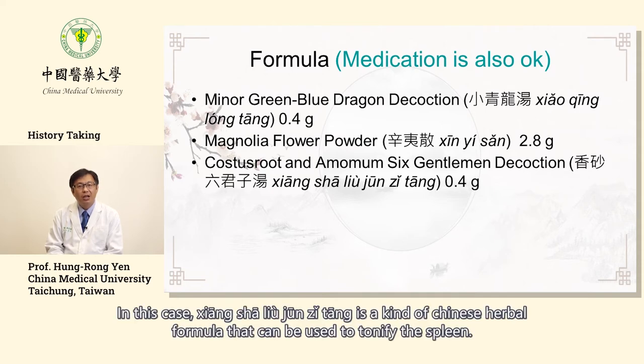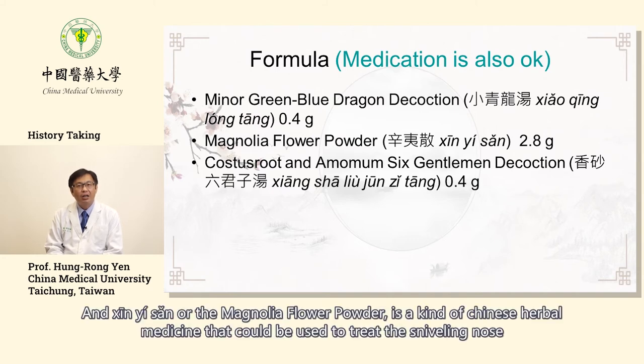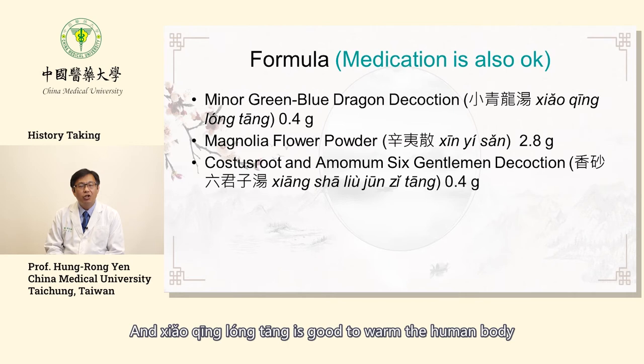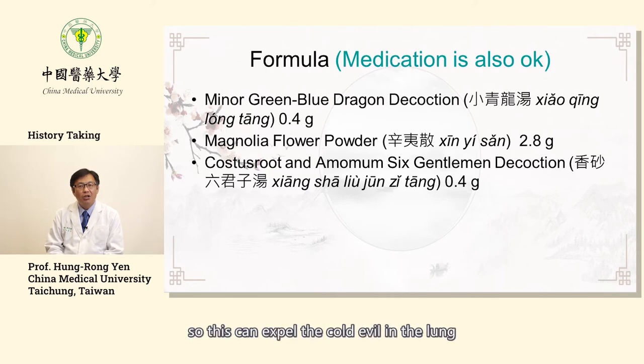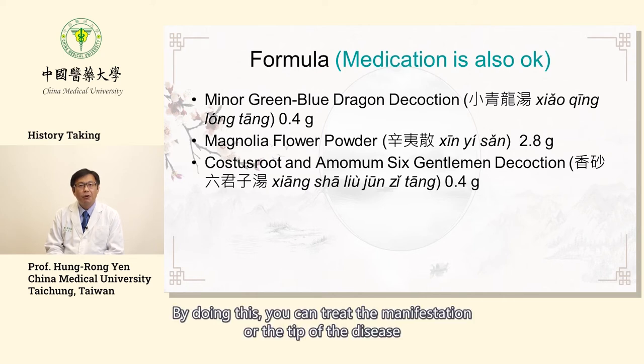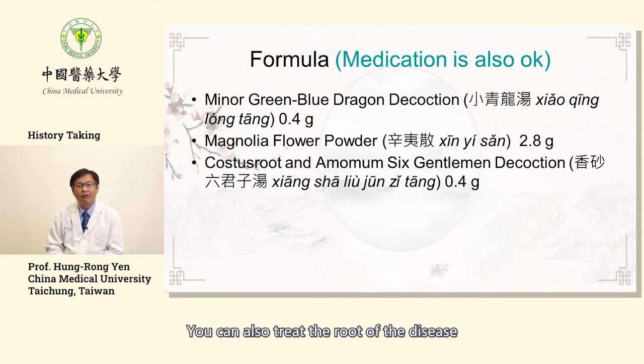So in this case, Xiang Sha Liu Jun Zi Tang is a kind of Chinese herbal formula that could be used to tonify the spleen, and Xin Yi San, or the Magnolia flower powder, is a kind of Chinese herbal medicine that could be used to treat the sniveling nose. And Xiao Qing Long Tang is good to warm the human body, so this can expel the cold evil in the lung. So by doing this, you can treat the manifestation or the tip of the disease. You can also treat the root of the disease.